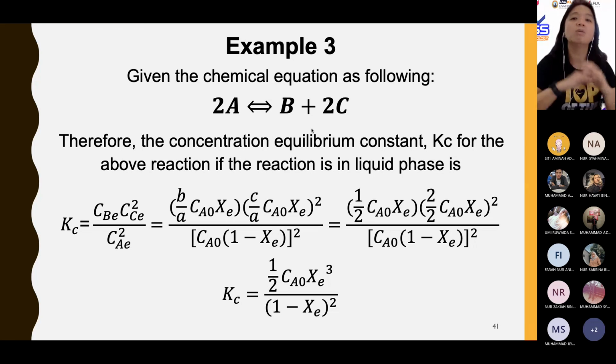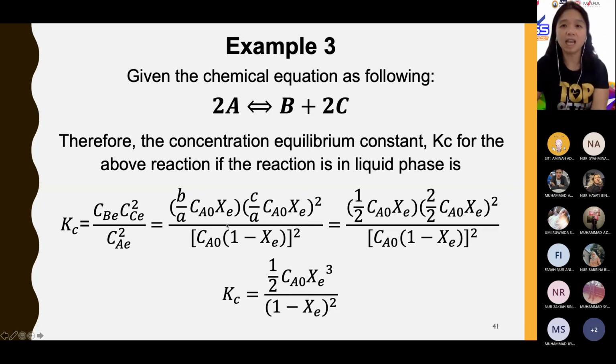So in this example, why the concentration of B at equilibrium is at the top is because in this reaction, B is our product. Okay, so then once you have written the equation, now we express in the form of Ca0 dan Xe. So kamu kena ingat pula, kalau B is a product, concentration dia expressed as B per A Ca0 Xe.